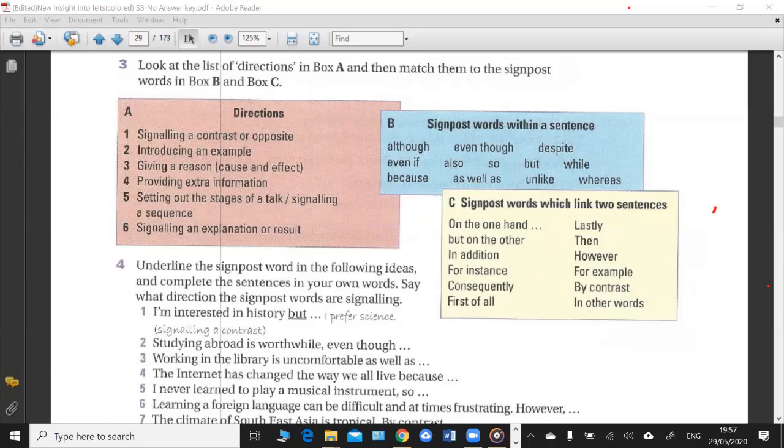Okay, number 5, setting out the stages of a talk or signaling a sequence. Signaling a sequence or setting out the consequent stages of the talk.